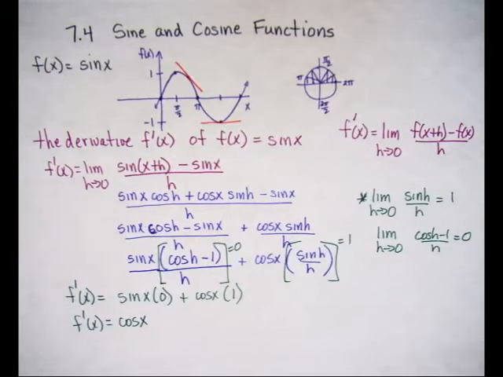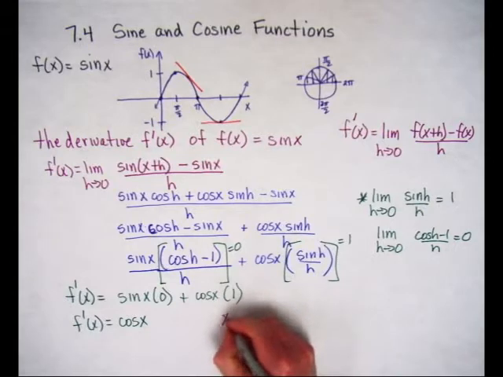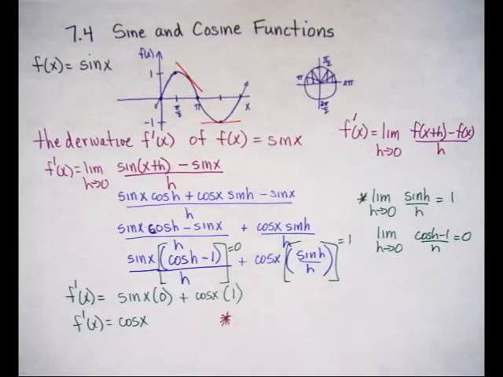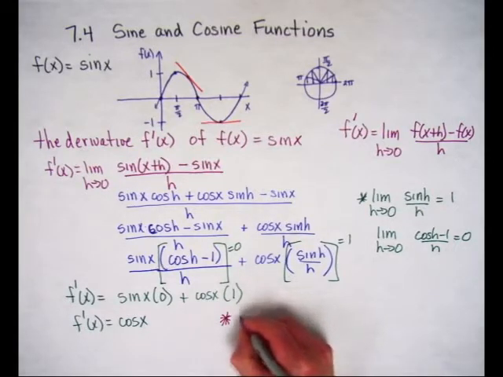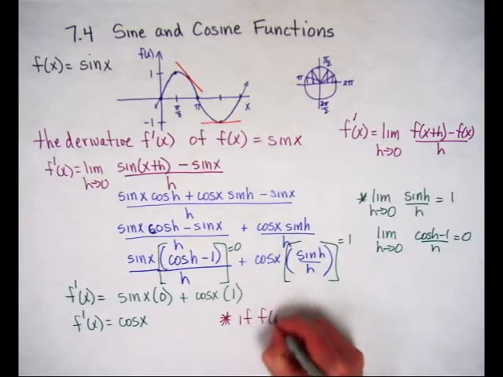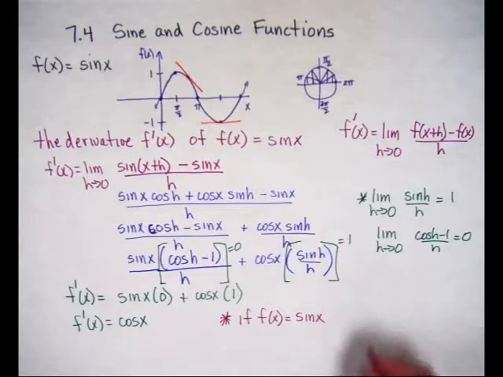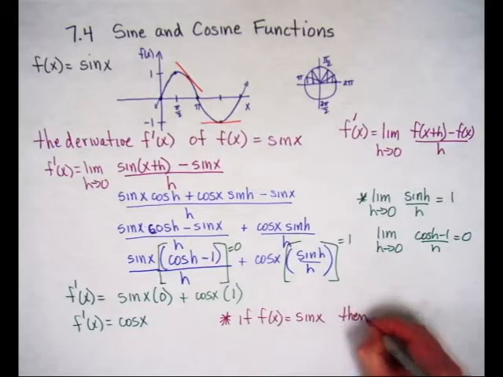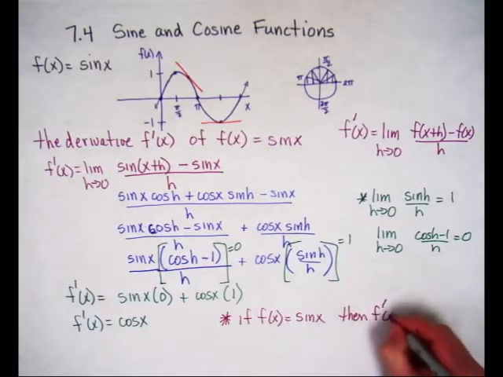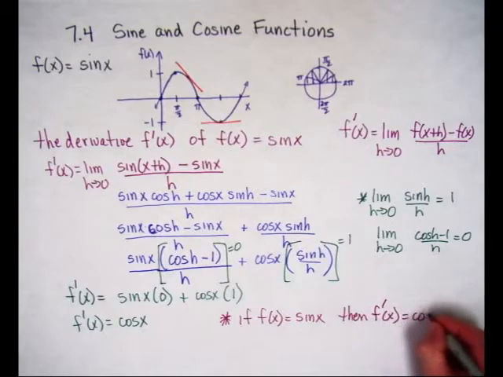So just to summarize, this is our first rule. There'll be 6 rules altogether in this unit because there are 6 trig functions. Our first rule says, if you have a function f of x equals sine x, then the derivative f prime is just equal to cos x.